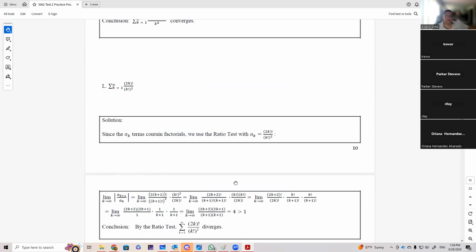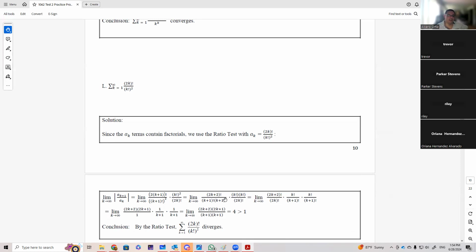I do absolute value because I want to test immediately for absolute convergence, but there isn't really an alternating piece, so it's not going to matter much. When you do this, that's transformed into the limit when k goes to infinity of 2k plus 1 factorial over k plus 1 factorial squared, times k factorial squared divided by 2k factorial.